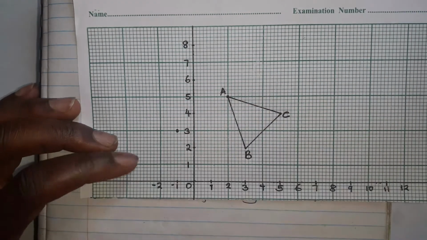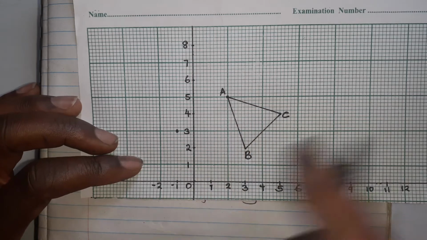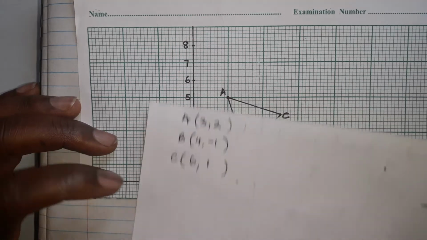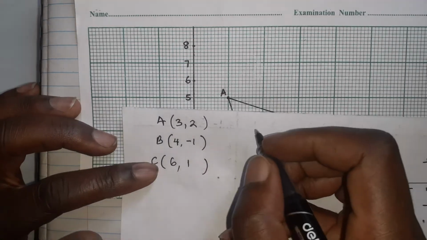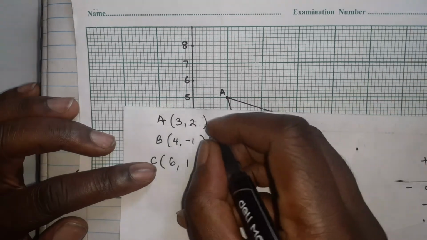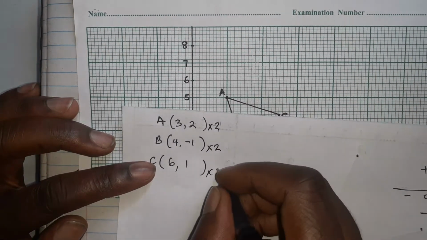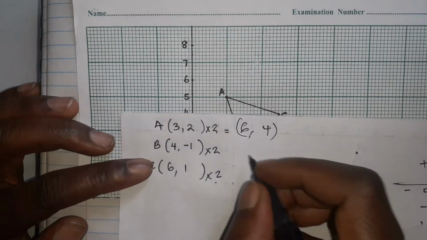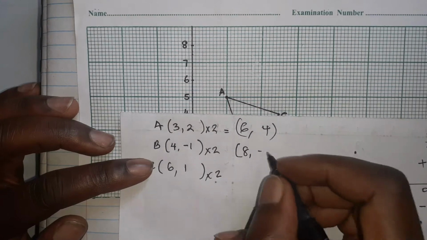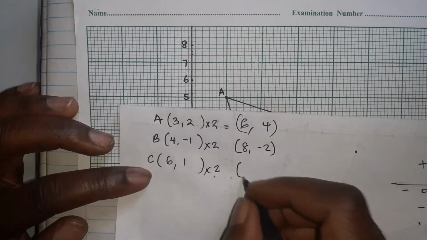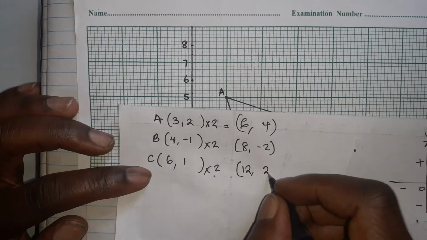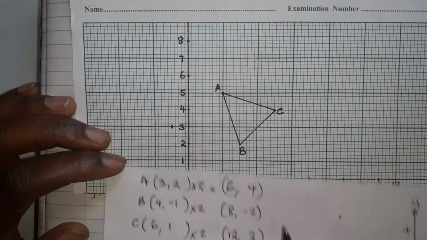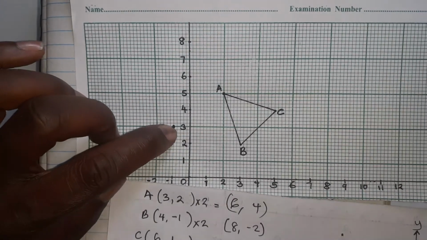Remember, we are not using the original coordinates; these points have different coordinates according to the original XY plane. After we have done this, what is our scale factor? Our scale factor is 2. So we multiply these coordinates by 2. What are we going to have here? We have 6, 4. This one is going to give us 8, negative 2. This other one is going to give us 12, 2.